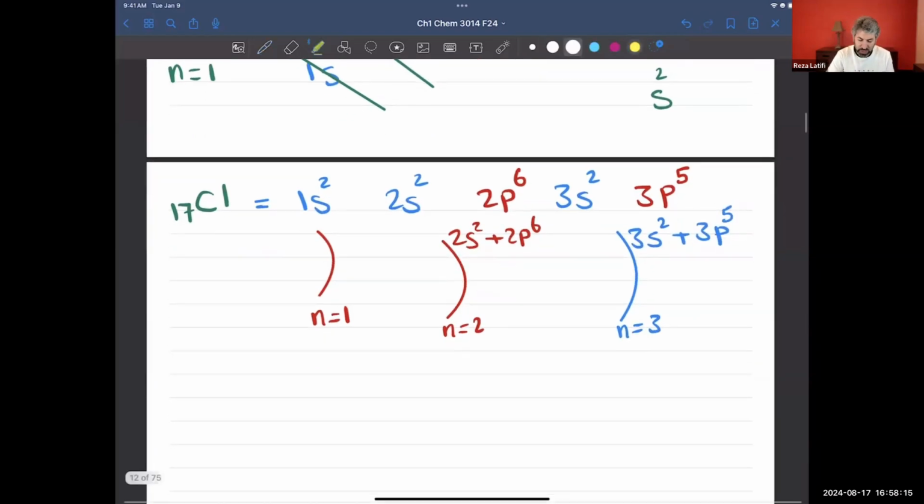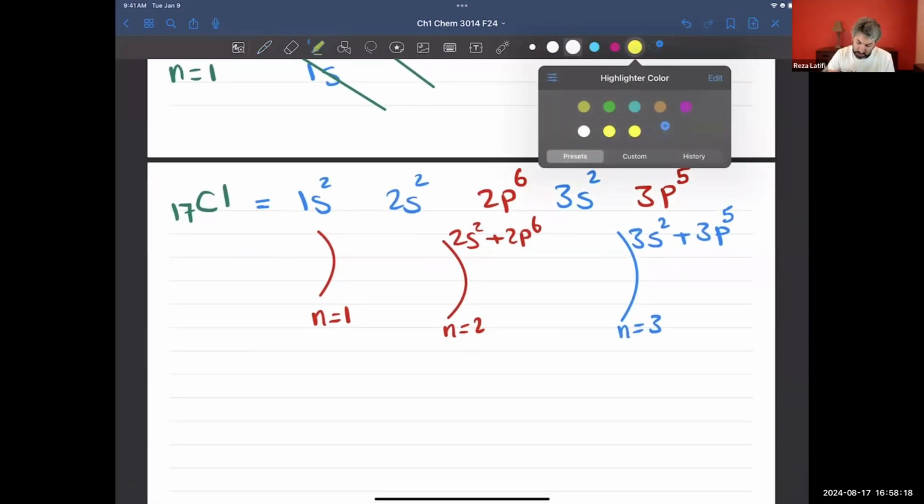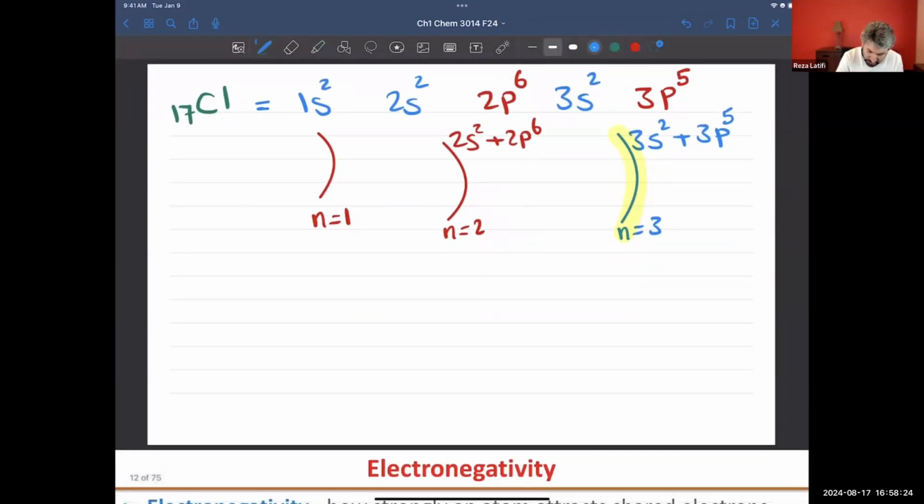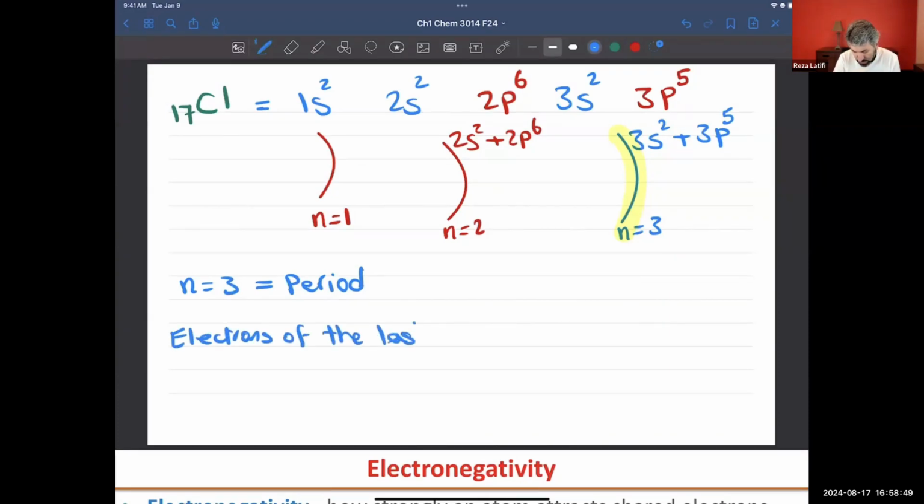I want you to highlight the highest orbit, or layer. The highest n is equal to 3, and we're going to call this one period. This element belongs to the third period. Next, electrons of the last layer, we're going to call them valence electrons. So electrons of the last shell or layer, we call them valence electrons.